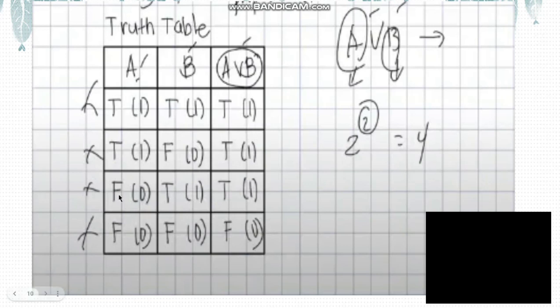And then here, F is logical 0 and T is logical 1. So as you can see, the result is also true. And lastly, F is logical 0, and the next is F, false, or logical 0, so automatically the answer is false, or logical 0.